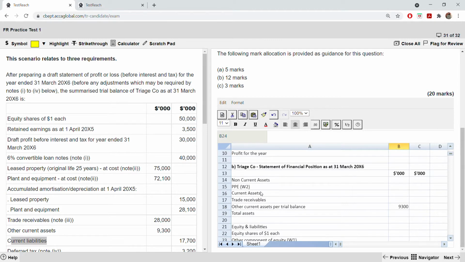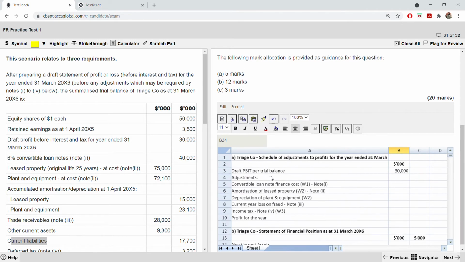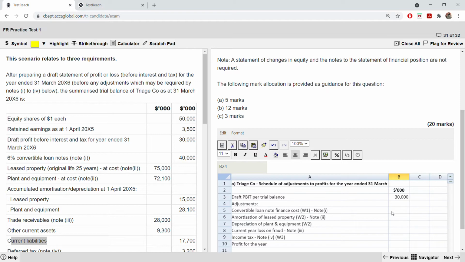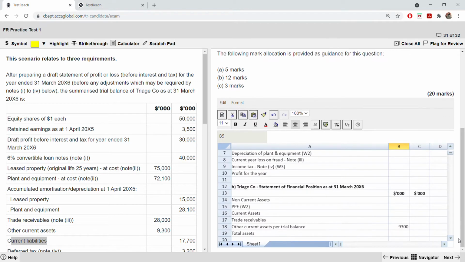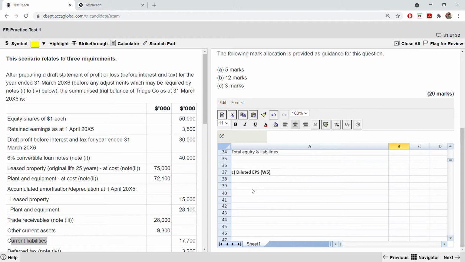You need to set the format of it. You need to write the format of the statement of financial position, then the format for the statement. Once you're done with all the workings, just come here and put the number and that's it. This is a great time saver if you know how to do it. So now we'll be doing the workings. Diluted EPS is just one figure here which you need to write.